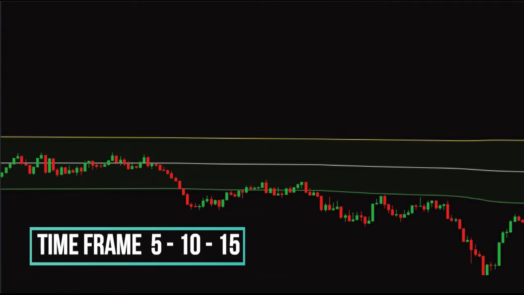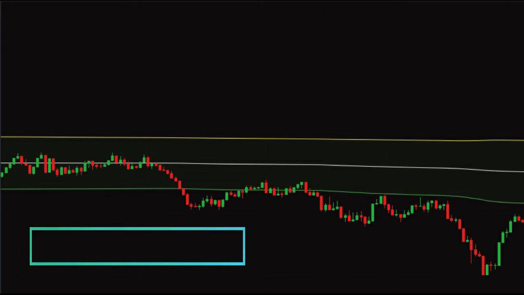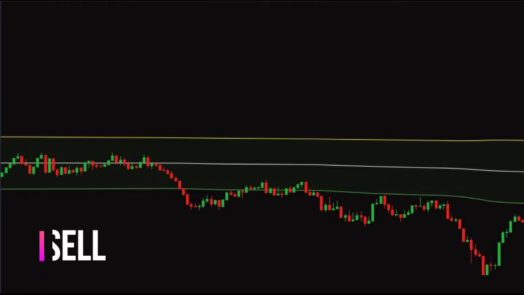I hope you got a good knowledge about the VWAP indicator. Let's go forward and look for buying and selling opportunities.